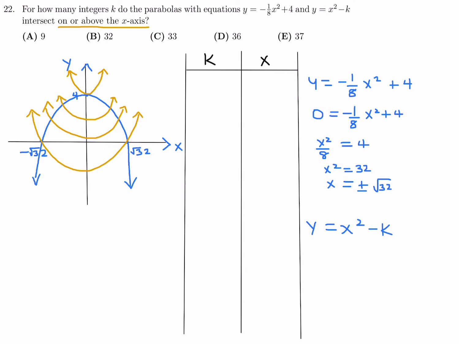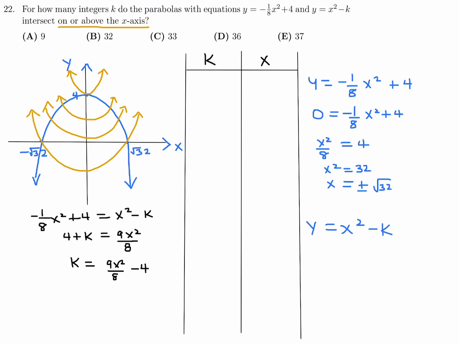All right, here we go. We've got to set this equal to this and then work with that. So we've got minus 1 over 8 x squared plus 4 is equal to x squared minus k. Putting everything on one side, we get 4 plus k is equal to 9x squared over 8, like that. And therefore, I guess we can isolate for k: k is 9x squared over 8 minus 4.